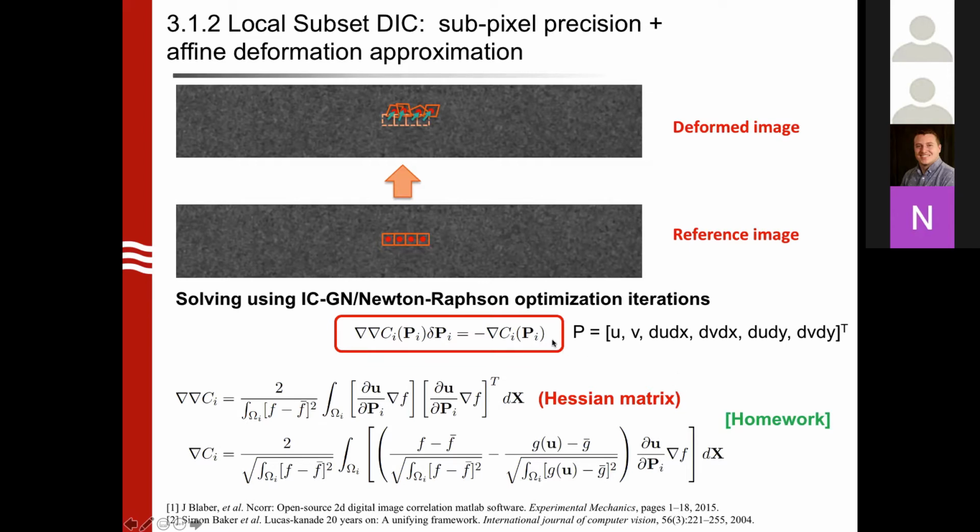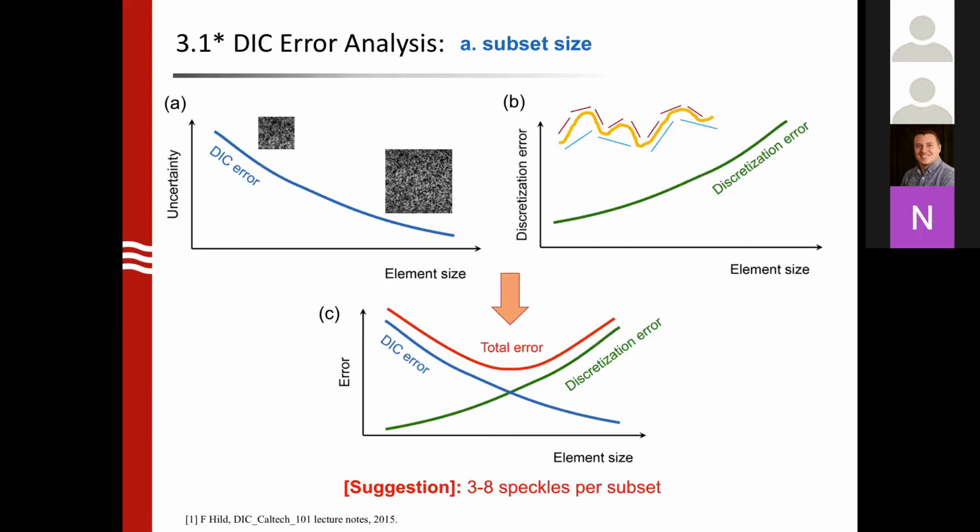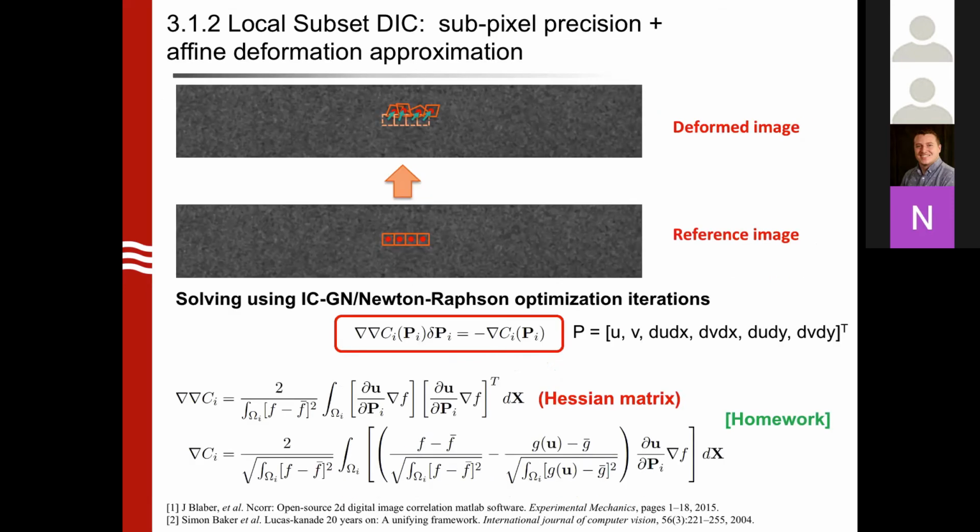The idea is to solve for those U and F using an optimization problem. There are many methods, not only Newton-Raphson or ICGN. There are other methods like gradient descent or conjugate gradient descent. But ICGN has been the best one for the past 14 years. Okay, so that's the local DIC method.